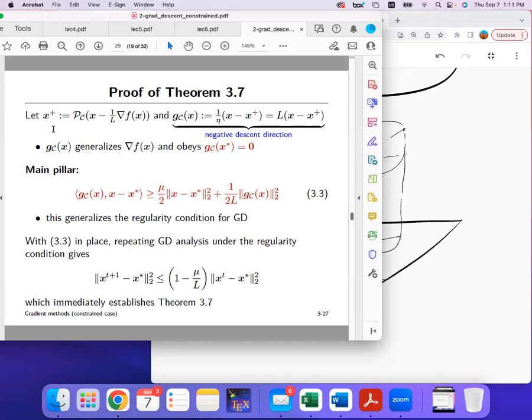So let's look at the proof. The proof is actually very simple, very interesting. Because the projection operator is very hard to characterize for different problems. The projection operator may take very different forms. This algorithm is really not specific at this point. We don't know what the projection is about.